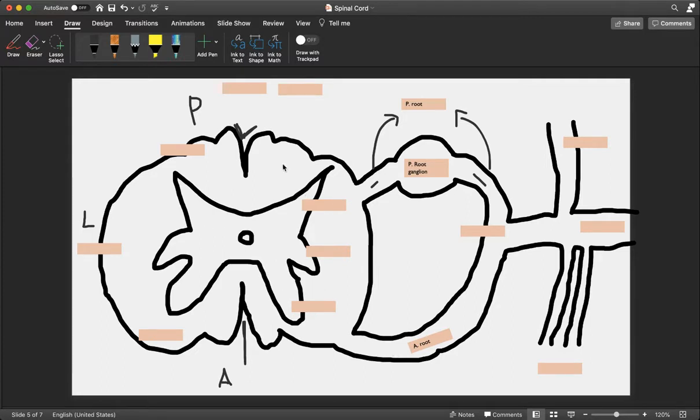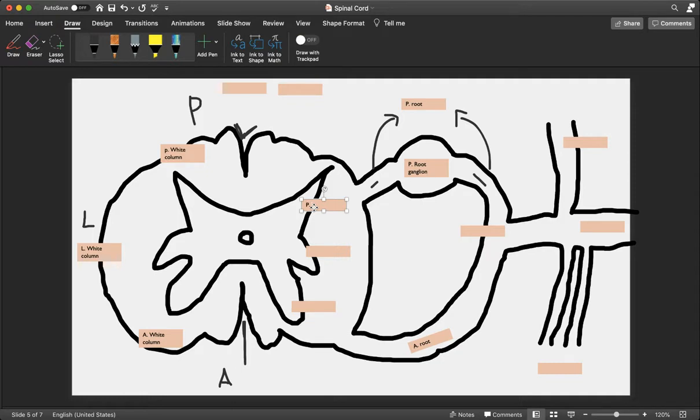Now remember, we said that white matter was on the outside and gray matter was on the inside. With the spinal cord, we actually classify the white matter by calling them columns, okay? So this is the posterior white column. This is the lateral white column. And because this is anterior, this is the anterior white column. All right, so we have white columns. For the gray matter, they are classified as horns, all right?